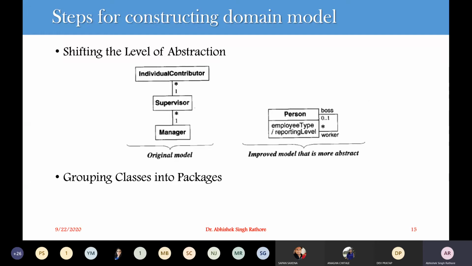So what does this mean? Let's say we have this example: an individual contributor, a supervisor, and a manager. The individual contributor reports to your supervisor, and your supervisor reports to your manager. This model is considered to be correct, but it may suffer from a problem. So what is this problem? There is much commonality between these three classes, and the difference is their reporting level.